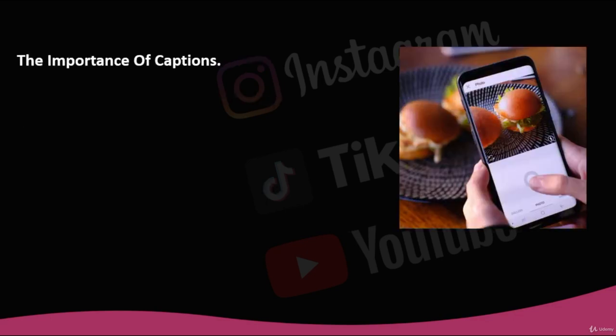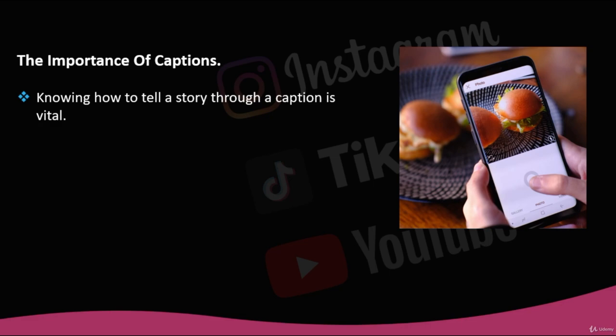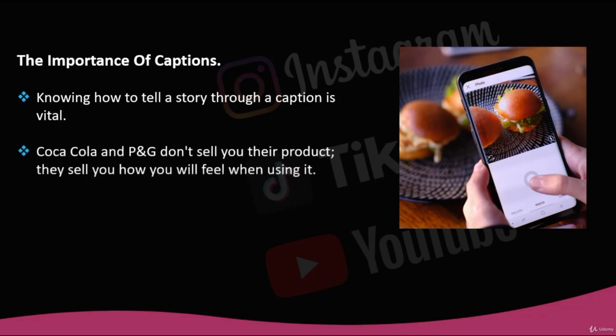The importance of captions. Knowing how to tell a story through a caption is vital, and it will help you a lot in your strategy to create captions that will hook your followers. It is a powerful tool that is available to all influencers and whose limitation will reside in the creativity you decide to have. Look at 2 examples of brands that have managed to slip into the mind and heart of the consumer: Coca-Cola and P&G. They don't sell you their product. They sell you how you will feel when using it.